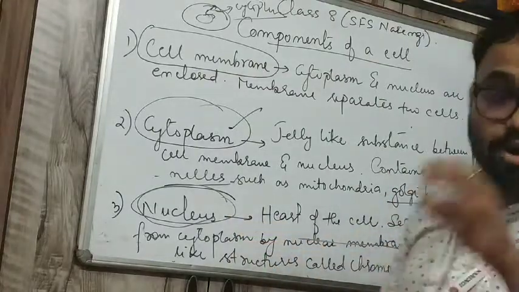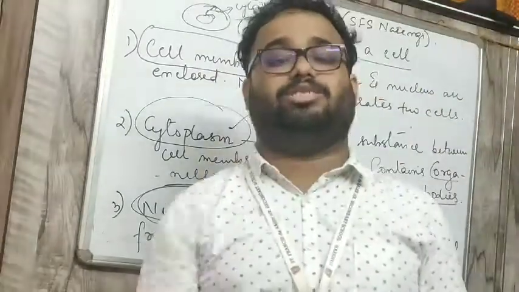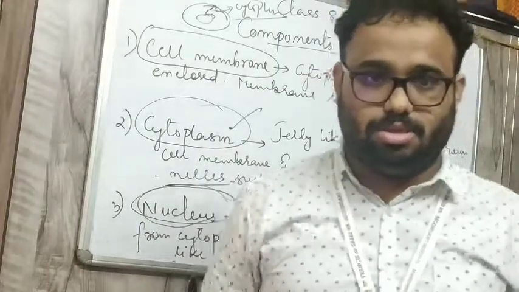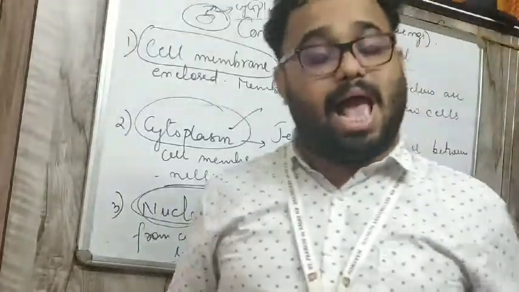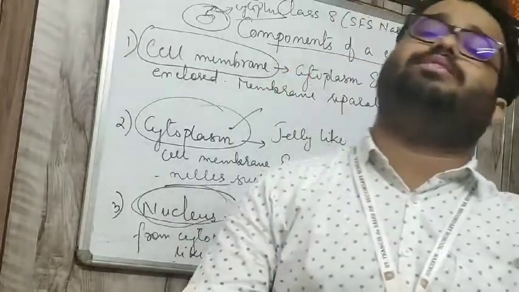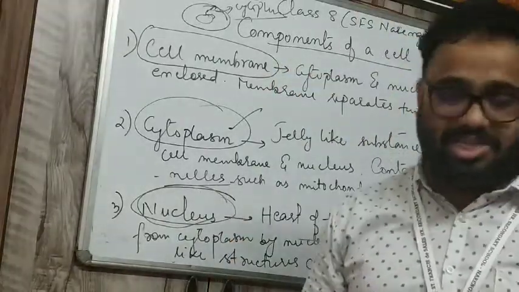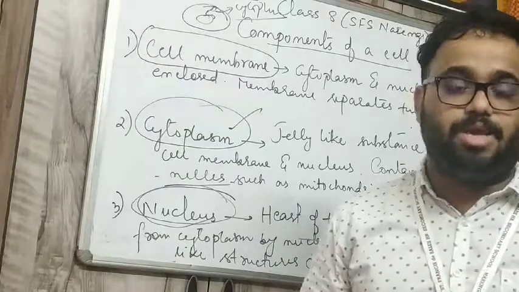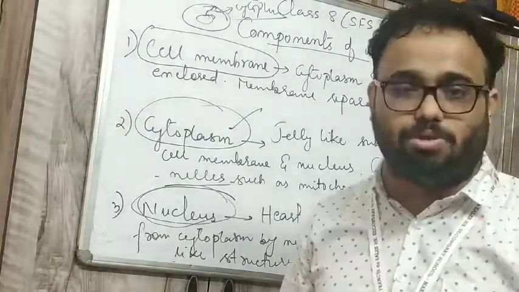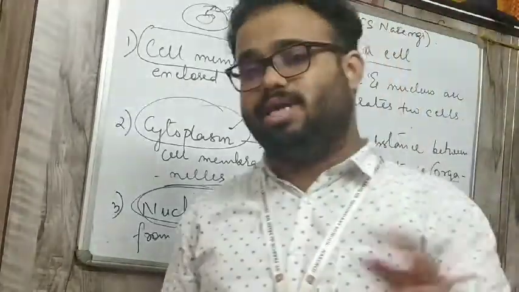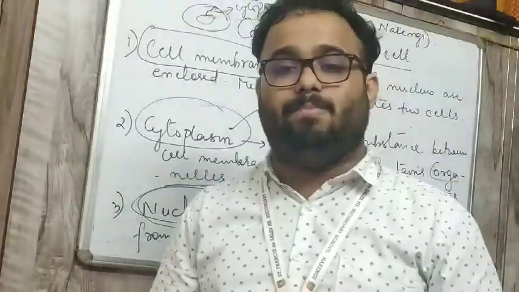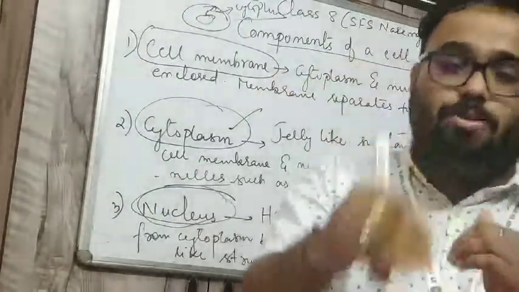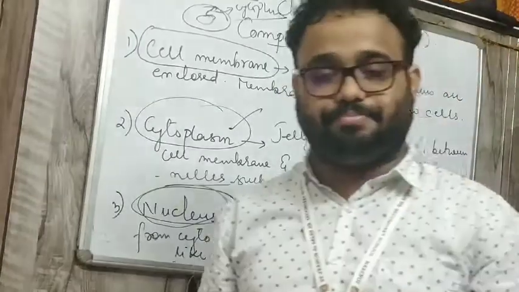The nucleus contains some thread-like structures which are called chromosomes. Those chromosomes are responsible for the genes in our body, and they are responsible for whether you are a boy or a girl. A male has X and Y chromosomes, and a female has both X chromosomes. So the condition of being a boy or a girl from the mother's womb depends on the chromosomes.